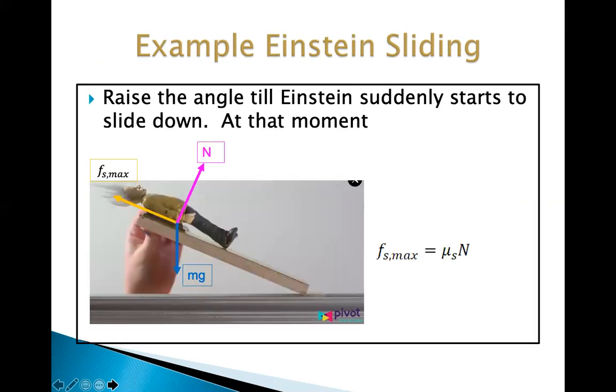If we keep raising the angle until suddenly Einstein starts to move, at exactly that short moment when he goes from not moving to moving, that's when the friction is the maximum static friction.